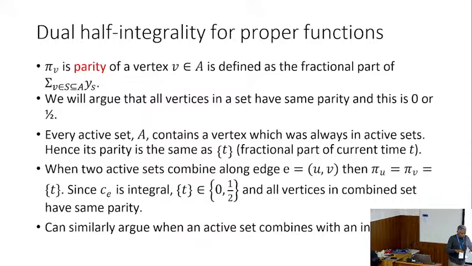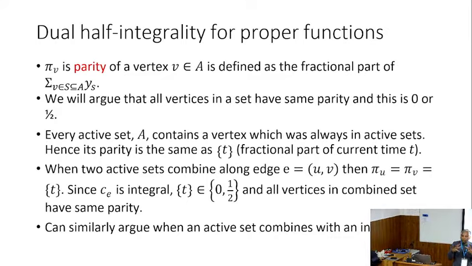So what's the idea we use? When we are looking at the proper functions, we said, how does one argue half integrality of these, right? And we said, okay, let's look at a vertex, and let's define the parity of a vertex. So let's take a vertex, let's say I constructed the entire dual solution, and let me look at all the sets that this vertex was sitting in. Let me sum up the dual values of all of those sets. And now let me take the fractional part of it. I'm going to call that pi of v, the parity of the vertex v. And that's the very first line that I've defined.